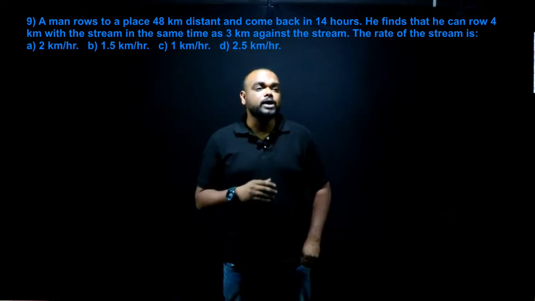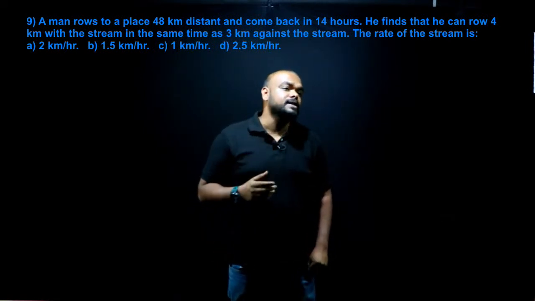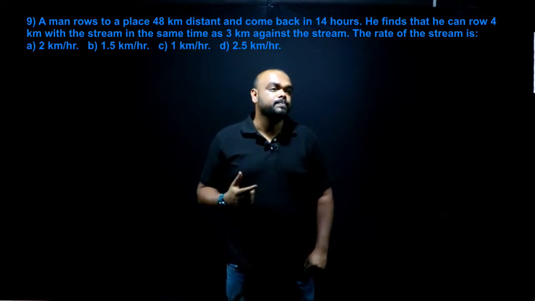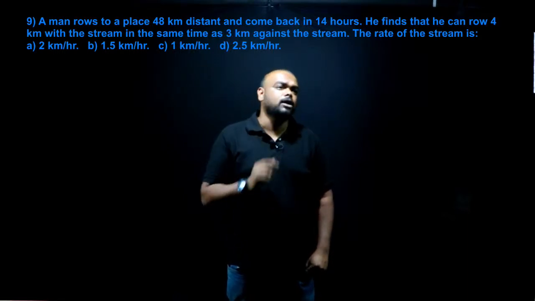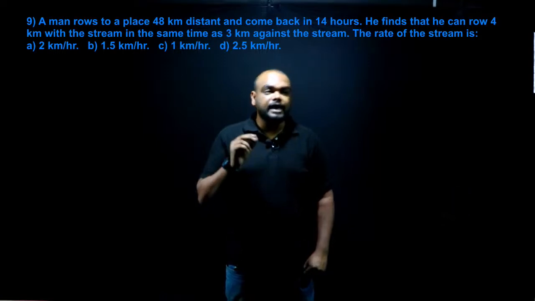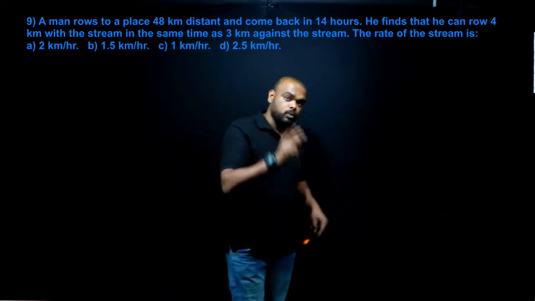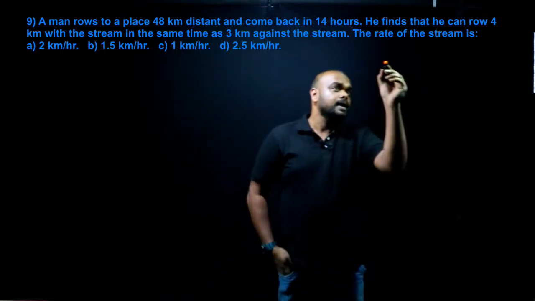A man rows to a place 48 kilometer distance and comes back in 14 hours. He finds that he can row 4 kilometers with the stream in the same time as 3 kilometers against the stream. The rate of the stream is, okay, one more tricky question. Careful. Let me explain the question.